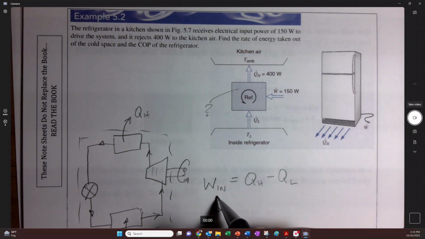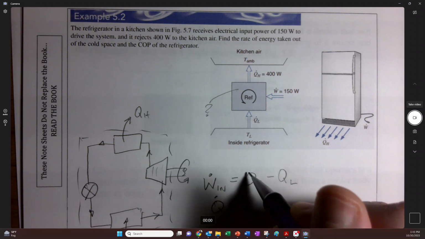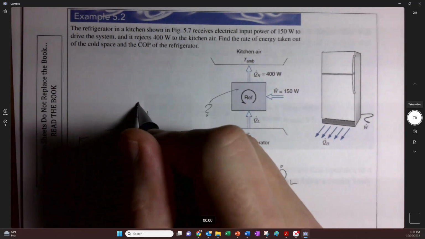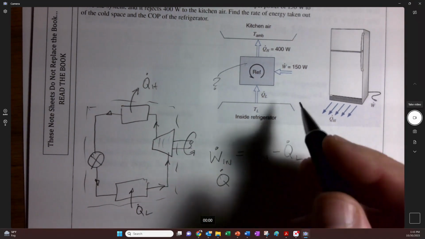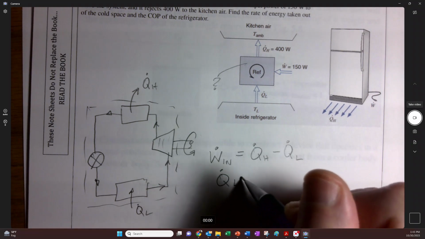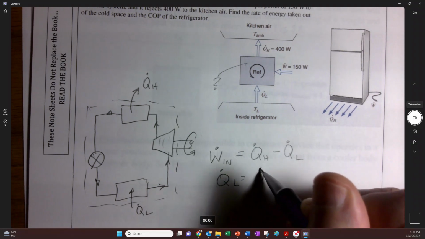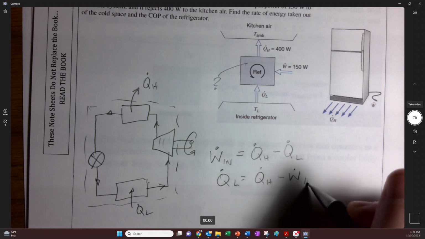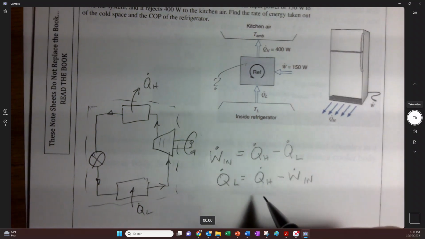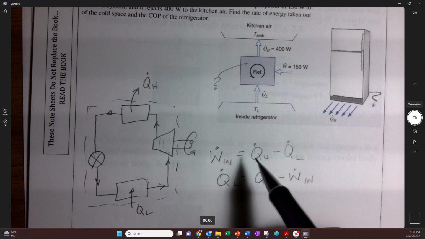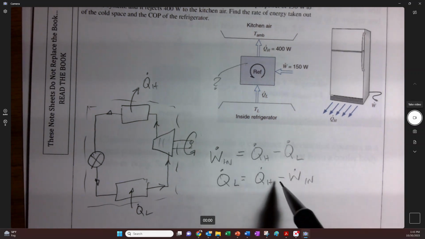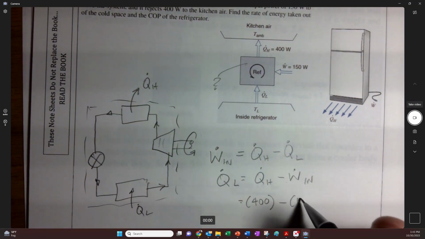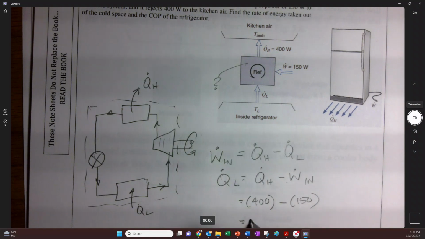So we could rewrite this around, and let's make them dotted because they're rates, right? We're at watts, so it's the rate of the thing happening. So we're going to say the Q low is going to be equal to the Q high minus the work in. Just double checking that. Does that work out with this right here? Yes, you just flip flop and get the signs. Okay, so we're going to say 400 minus 150. It's going to be 250.